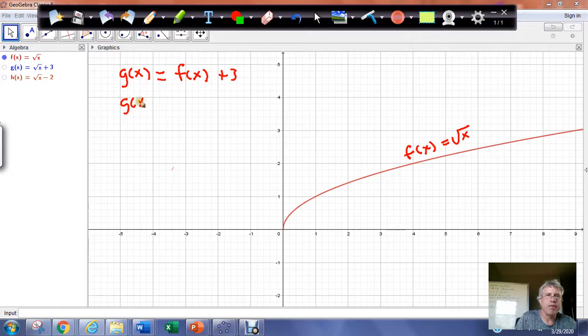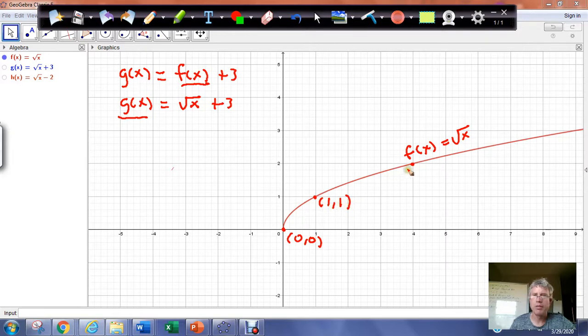So if g of x is built from f of x just by adding 3 to it, we take the original function f of x, which is just the square root of x, and we add 3 to it. And this is the new function g of x built from f of x by adding 3 to it. And again, we want to find those nice lattice points on our toolbox function. This one is at 0, 0, this one is at 1, 1, this one is at 4 and 2. And then all we need to do is add 3 units to the outputs.